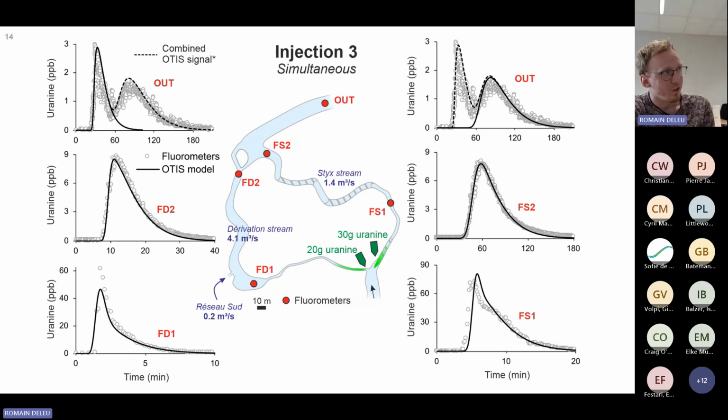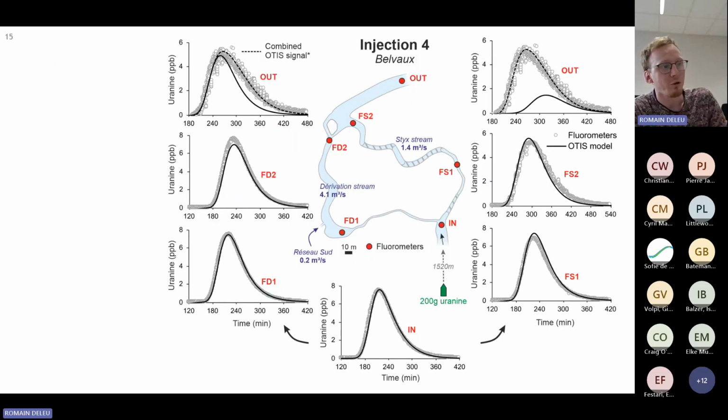And then injection 4 is injected at the Gouffre de Bellevaux. So this is the entrance of the river inside the cave, which is 1,500 meters upstream. In that case, we get a signal at all fluorometers, so in FS1, FS2, FD1, FD2, and out. But this time we do not have a double peak.